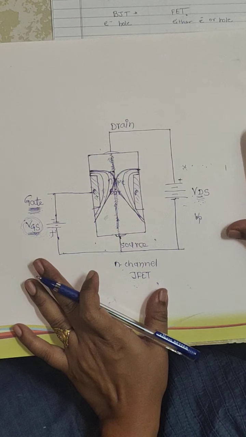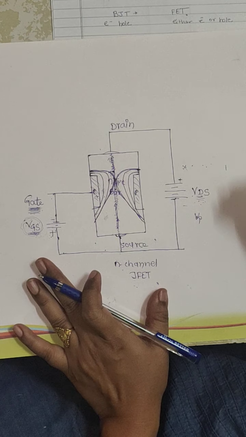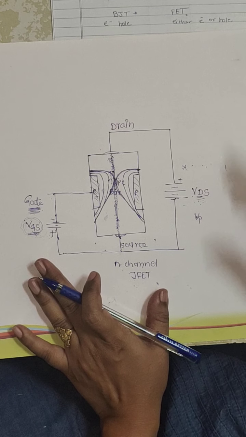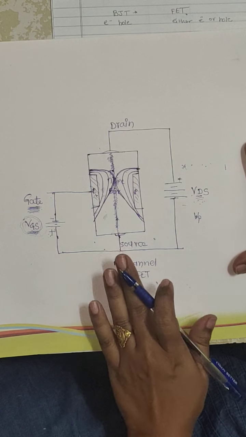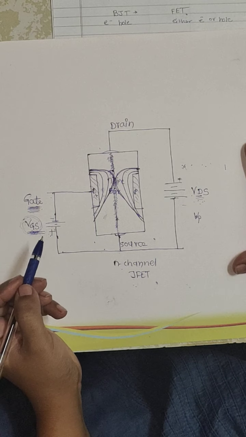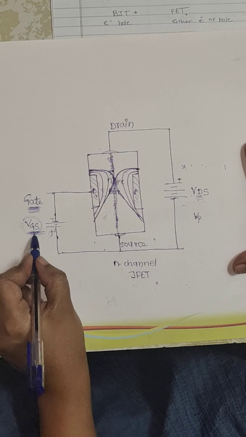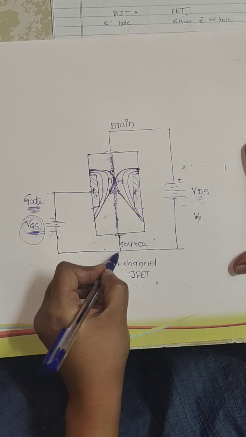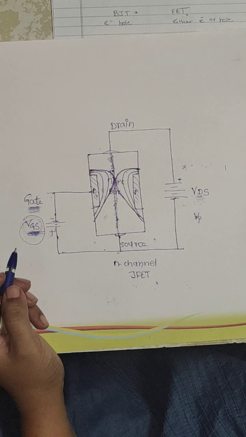We have discussed the bipolar junction transistor. In a bipolar junction transistor, the output current is controlled by the input current. That's why it is called a current control device. But in this FET, the output current is controlled by the input voltage. That's why it is called a voltage control device, and it is also known as field effect. This is the field applied between the gate terminal and the source terminal. That's why it is called the field effect transistor.